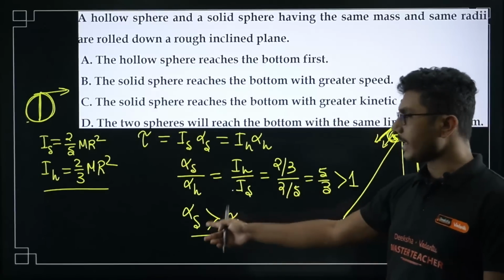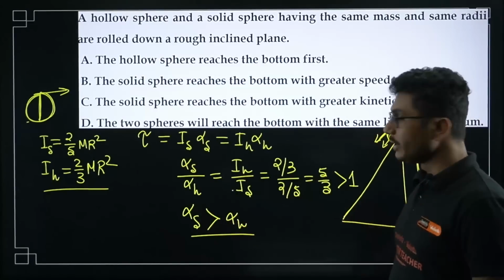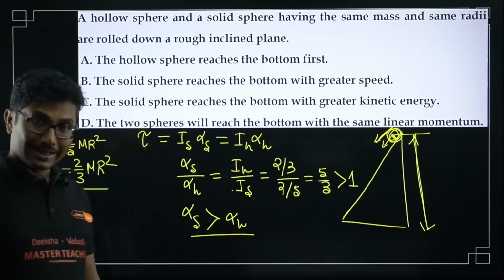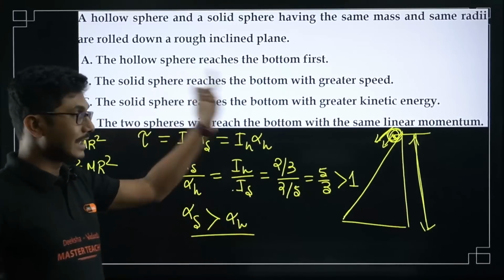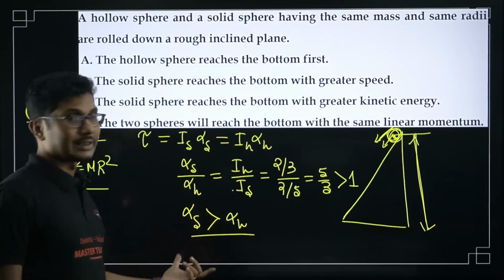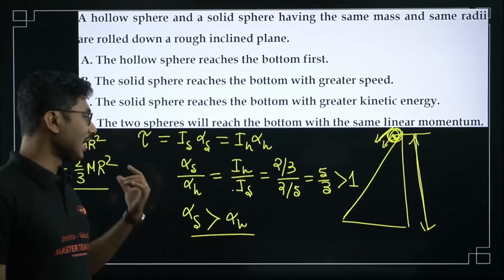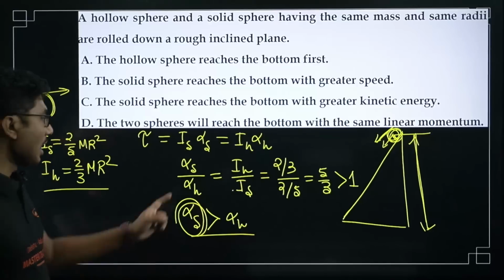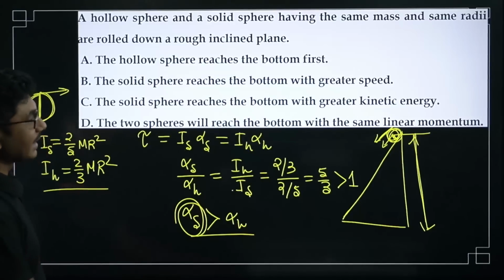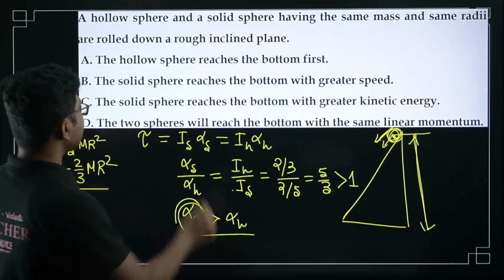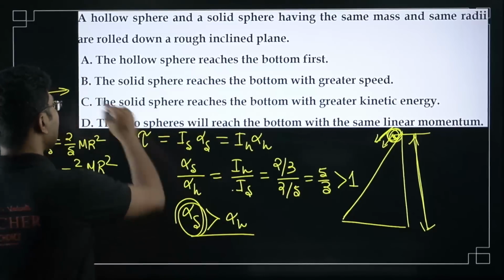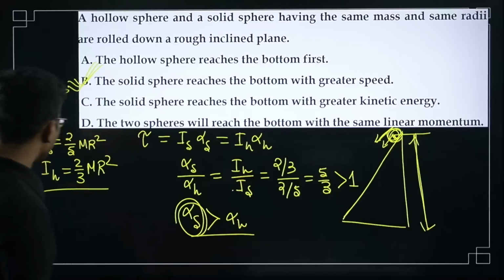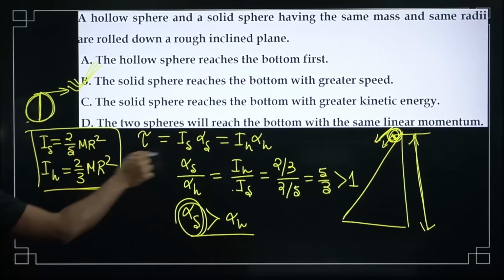So whoever has the higher acceleration, that object will reach the bottom with a higher speed, right? Because both of them are starting with same energy, they are starting with same torque. So whoever has the higher acceleration, that object will have the higher speed. So because its angular acceleration is more, the solid will reach the bottom with greater speed. So the solid sphere reaches the bottom with greater speed. Option B is correct, right? Interesting question. Only thing you need to know is this concept.